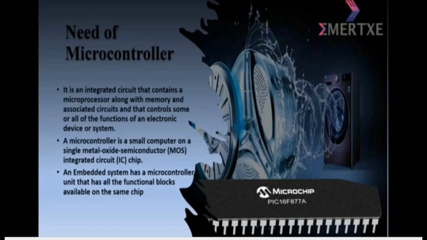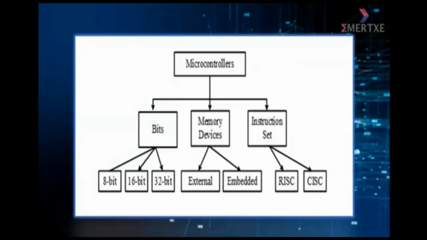Let's move on to the need for a microcontroller. It is an integrated circuit that contains a microprocessor along with memory and associated circuits, and controls some or all the functions of an electronic device or system. An embedded system has a microcontroller unit that has all the function blocks available on the same chip. A microcontroller is a small computer on a single metal oxide semiconductor integrated circuit.